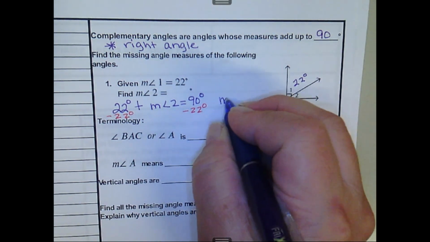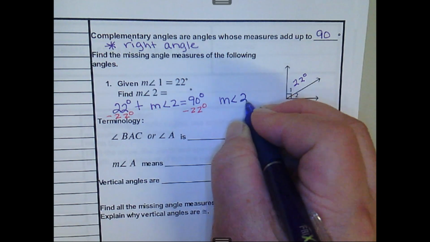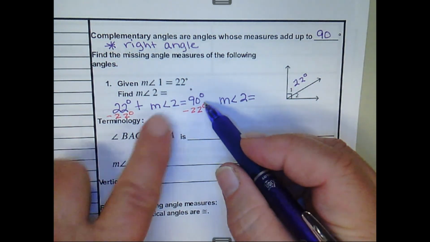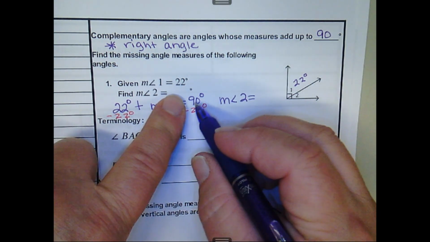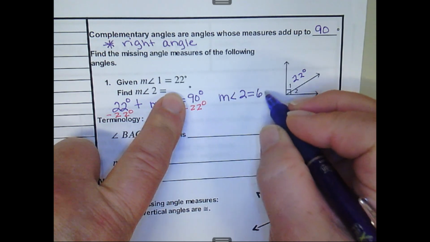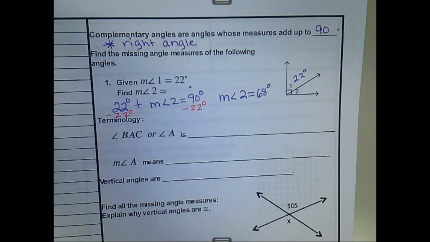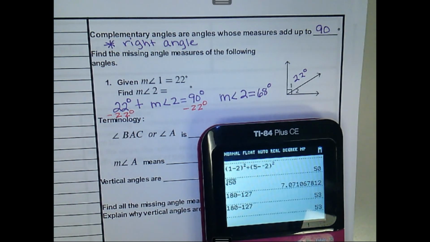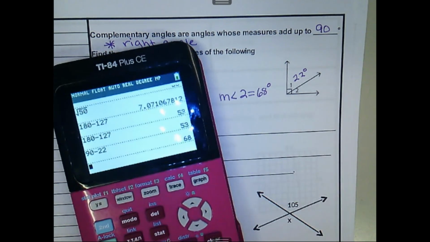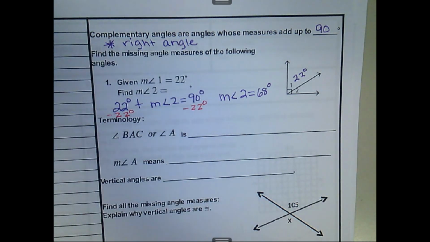And the measure of angle 2 is equal to 68 degrees. Always check your math, because sometimes even if we get in a hurry, we could do it wrong, and it is 68 degrees.